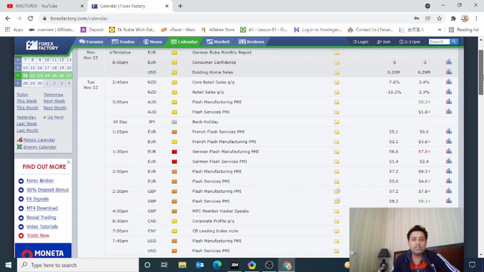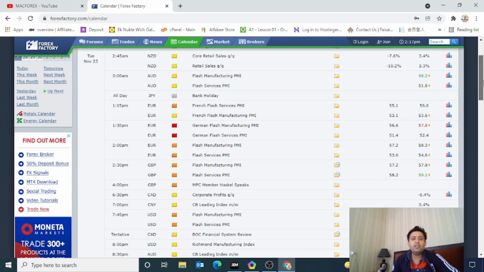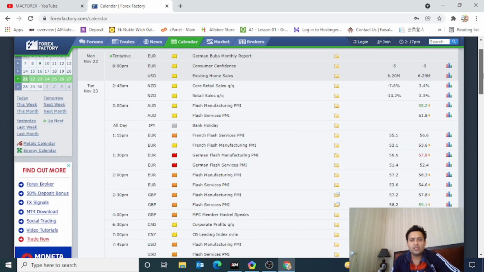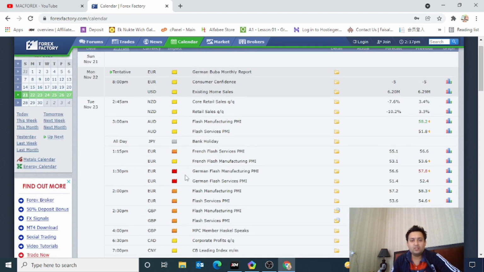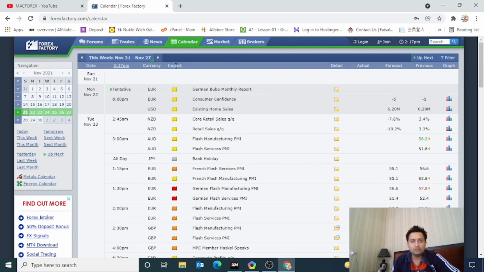I want to tell you about high impact, medium impact and low impact news also. When there is a red folder, it means there is high impact news. You can see here on the above side also impact. This is the low impact. When you move the mouse cursor over the folder, it will tell you whether it is high impact, low impact or medium impact. You can see this is low impact. These news items are all low impact.